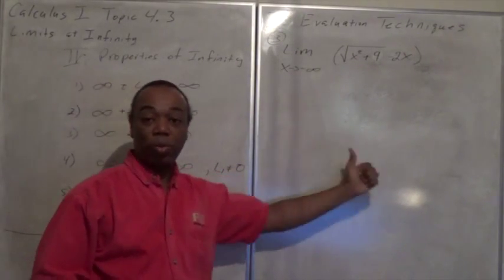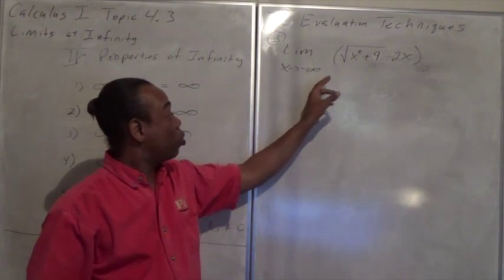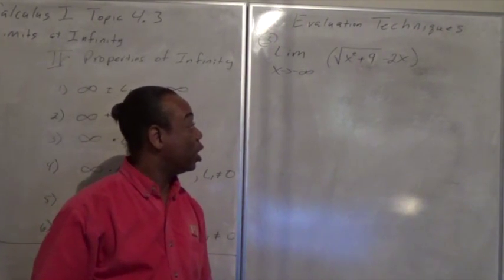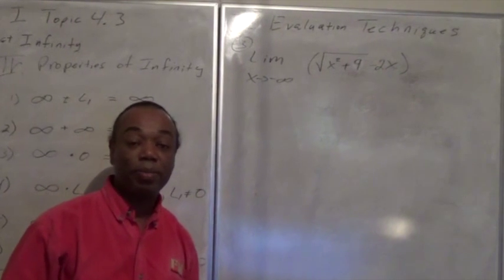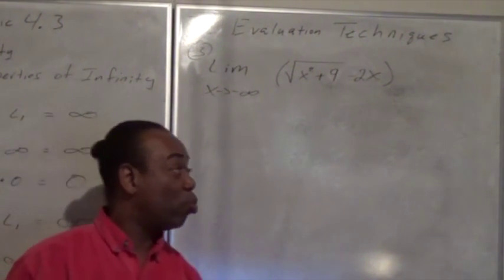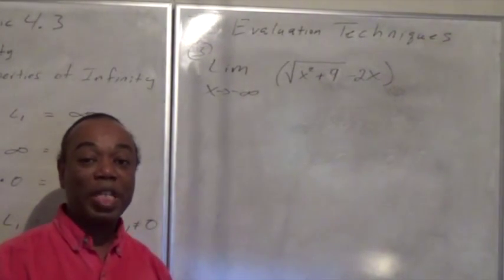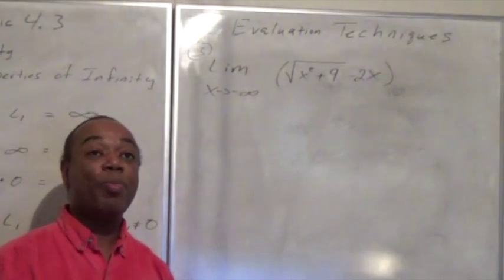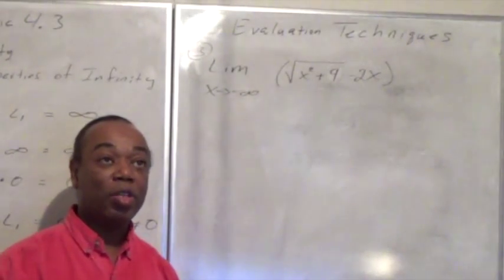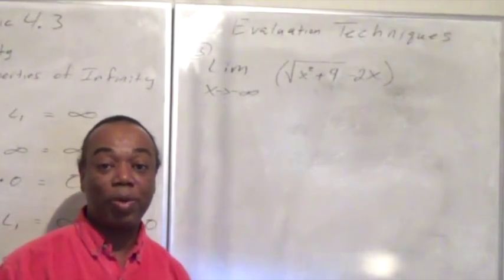Negative infinity, so we're going to the left now, of the square root of x squared plus 9 minus 2x. The problem with this is that we can't turn this into a rational because it doesn't have a denominator. So I'm going to give this a denominator by multiplying the numerator and denominator by the conjugate of the numerator.